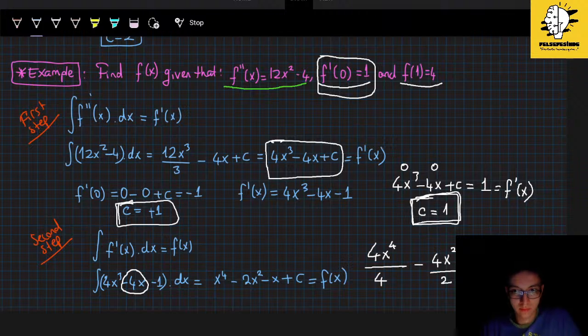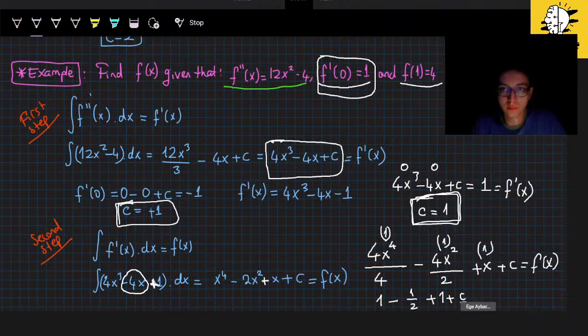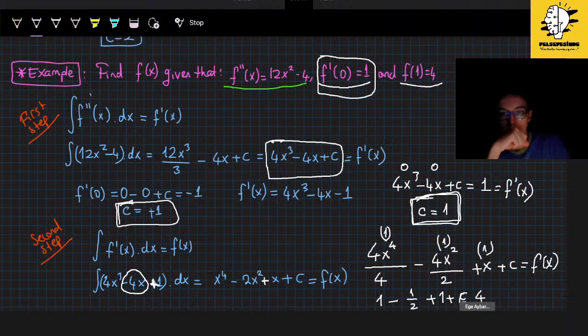So it's not minus x, sorry, it is plus x. I made that mistake again. The mistake continues. Okay, so if you put 1 in the place of x, you will find that 1 minus 1 over 2 plus 1 plus c is equal to 4. And at the end, we will find that c is equal to 3 over 2.